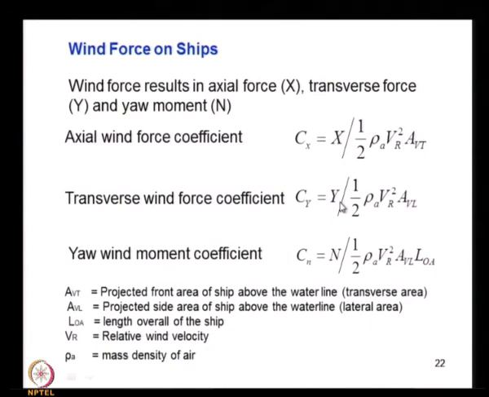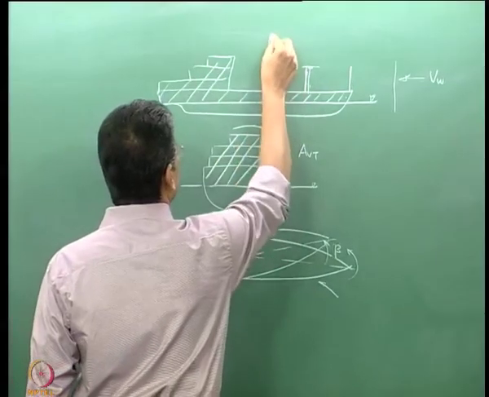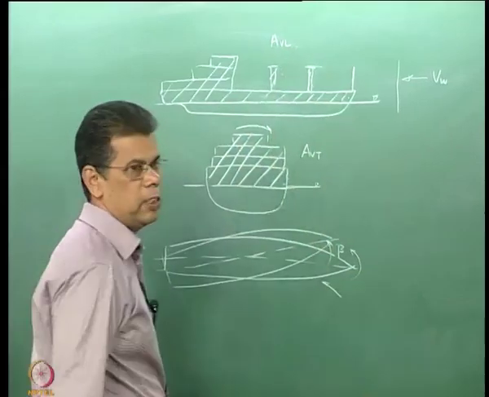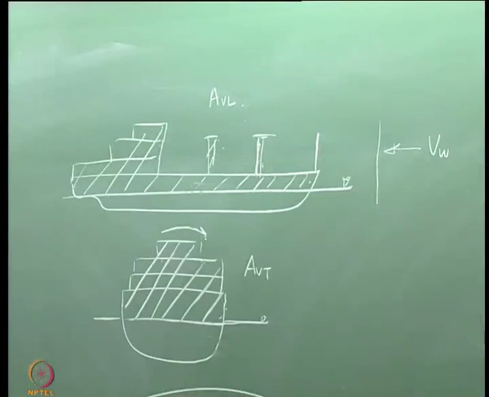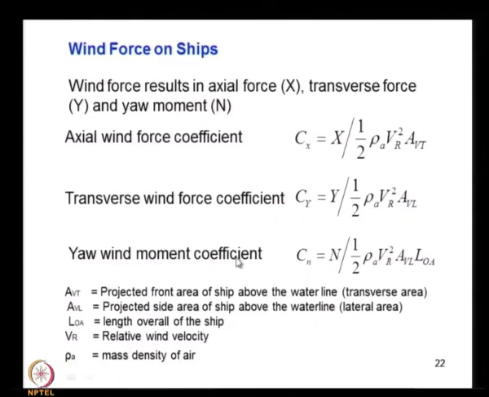If this is the case, you consider this is the area, and the wind is acting in this direction. So, this is the area which gives the A VL. And your wind moment coefficient is given by the total moment divided by half rho a v r square into A VL into L O A, which represents a moment quantity. So, these coefficients are obtained using this relation.